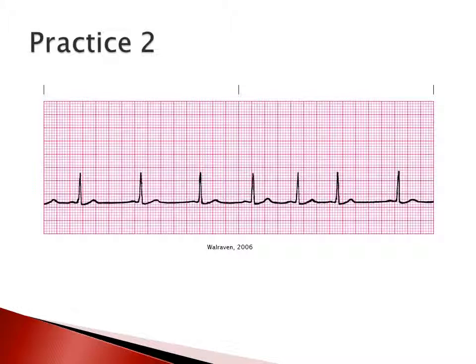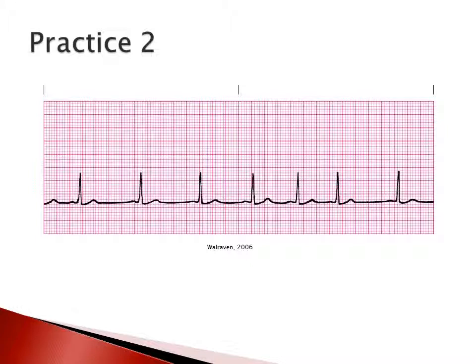So let's practice again. We're going to march out the distance between our P waves across this strip, and we can see that there seems to be some variation from the beginning to the end of the strip. We find that some of the P waves are closer together and some of them are more distant from each other, so our rhythm is irregular. And it does appear that it slows and then quickens and then slows again in a pattern formation.